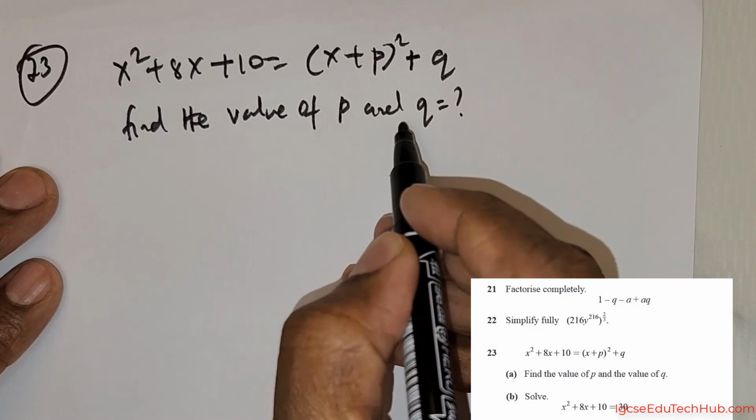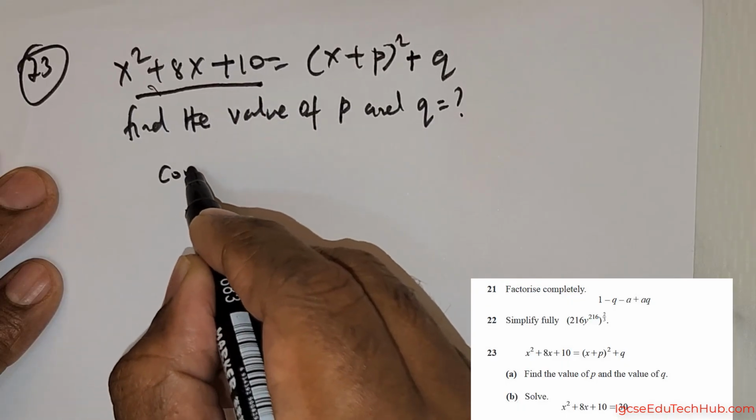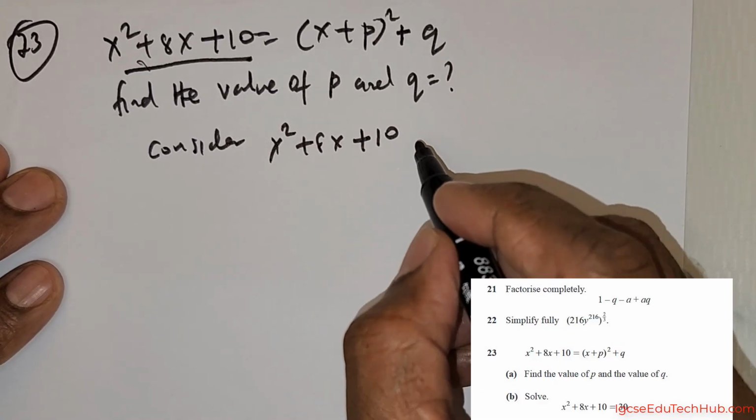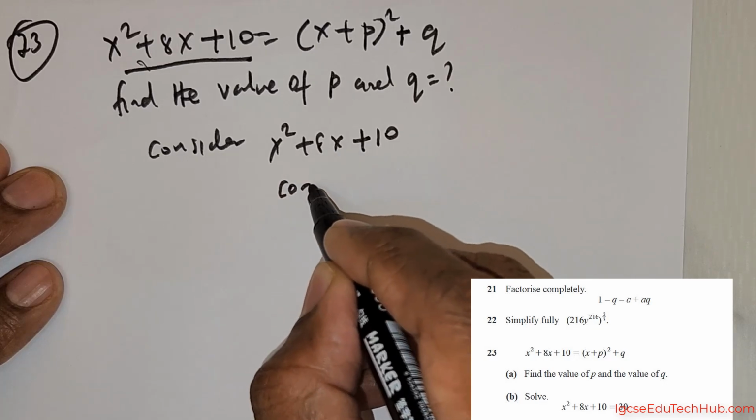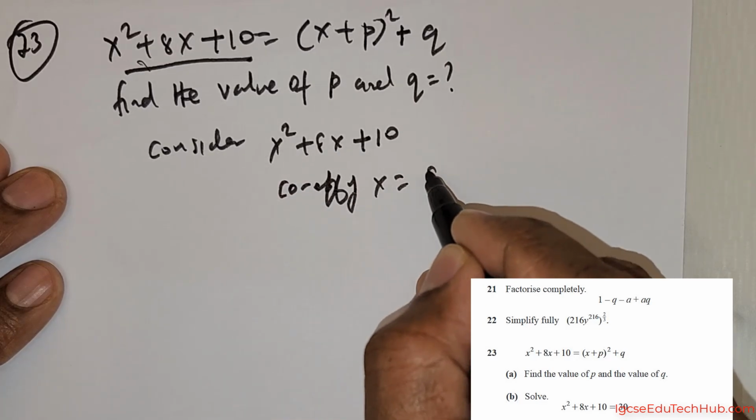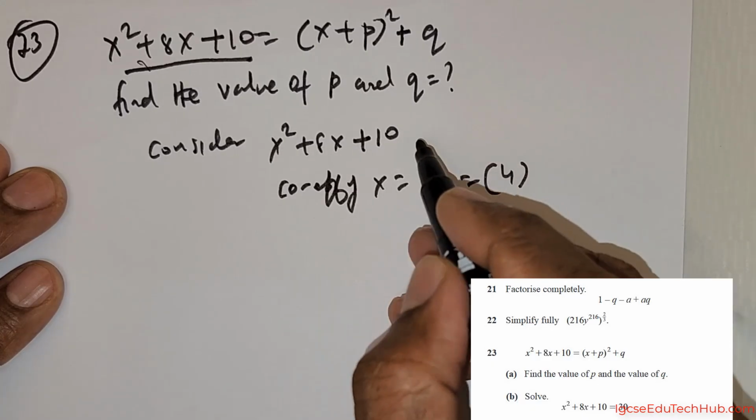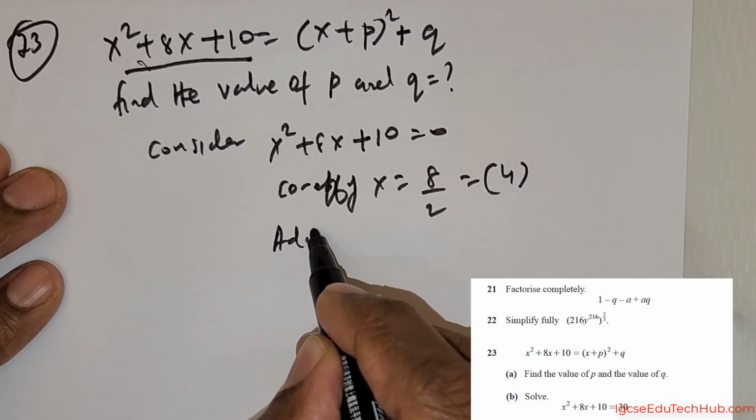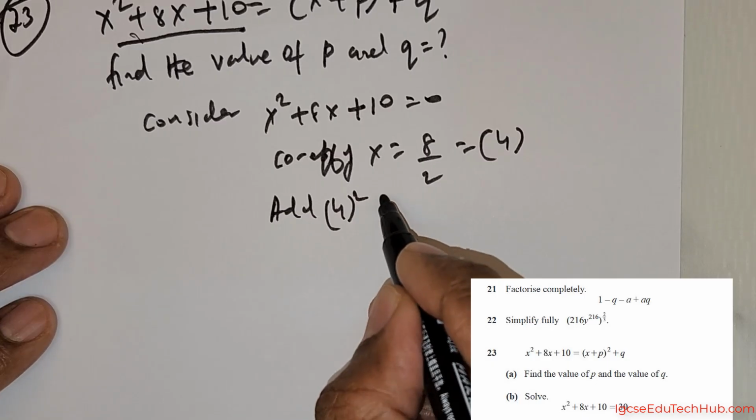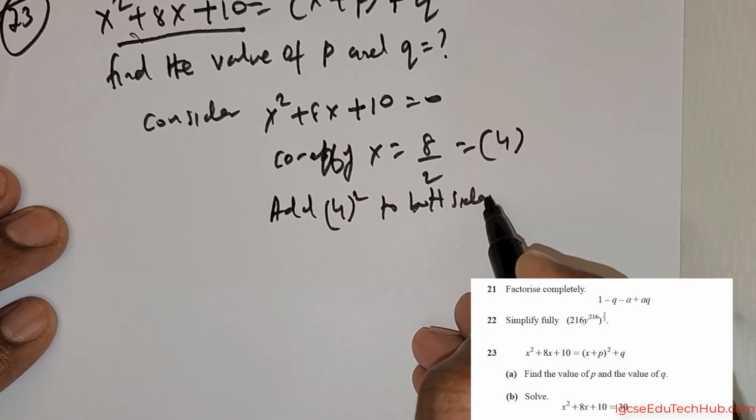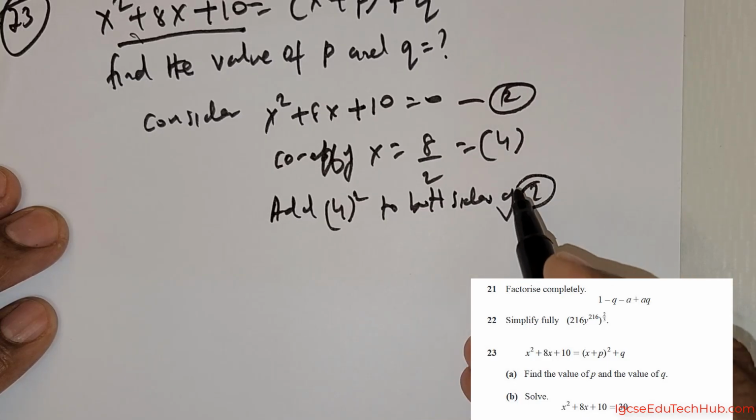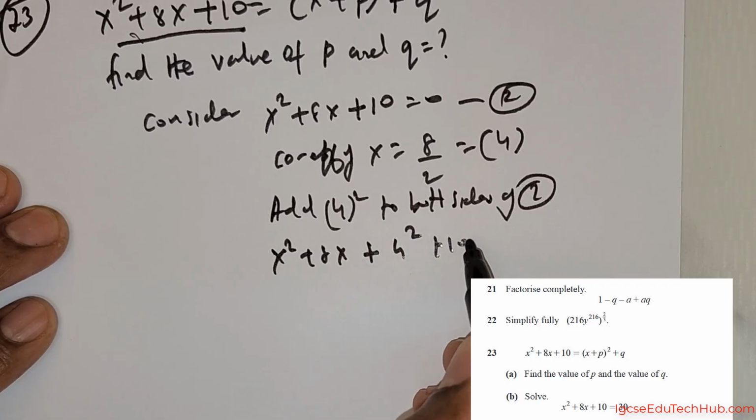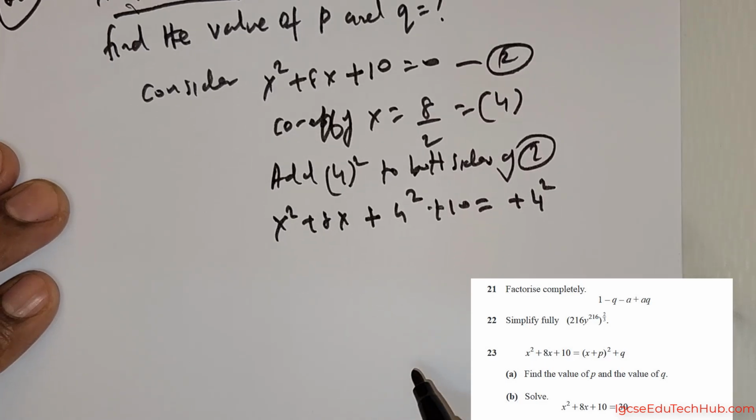Students, we are expected to find the value of p and q. Now foremost, let us consider x squared plus 8x plus 10. What I wish to do is take the coefficient of x and divide by 2, and equate it to 0, and then add 4 squared to both sides. So that means you get x squared plus 8x, and I'm going to add 4 squared here and 4 squared here.